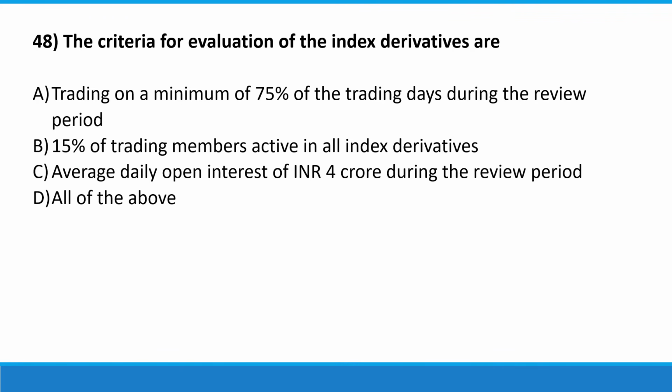The criteria for evaluation of the index derivatives are option A, trading on a minimum of 75% of the trading days during the review period. Option B, 15% of trading members active in all index derivatives. Option C, average daily open interest of 4 crore during the review period. And option D, all of the above. The correct answer is option D, all of the above.